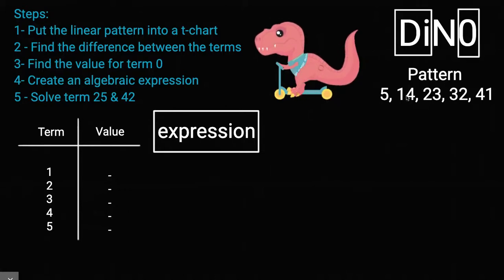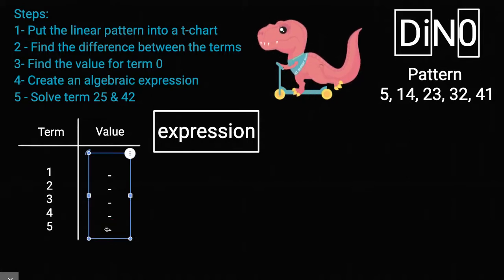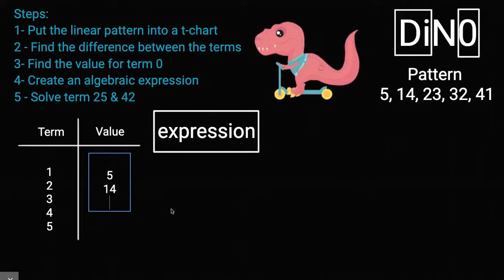So we're looking at our linear expression. This time we have 5, 14, 23, 32, 41. This one's looking a little weirder than the ones we're used to. So the first step, put the linear pattern into a t-chart. Your teacher's awesome, has already built you this t-chart, aka me. You're welcome. So we are going to erase this and go 5, 14, 23, 32, 41.